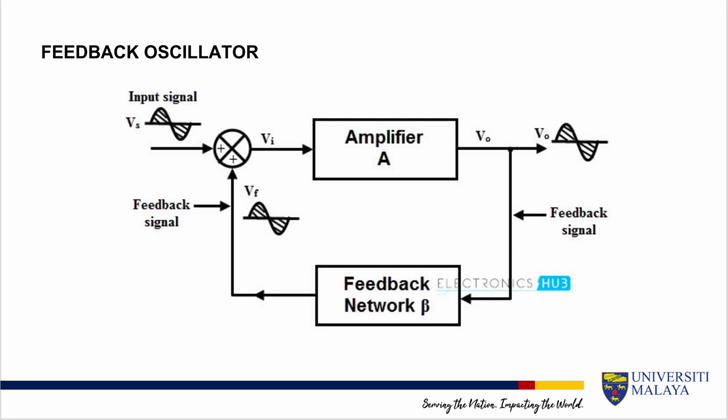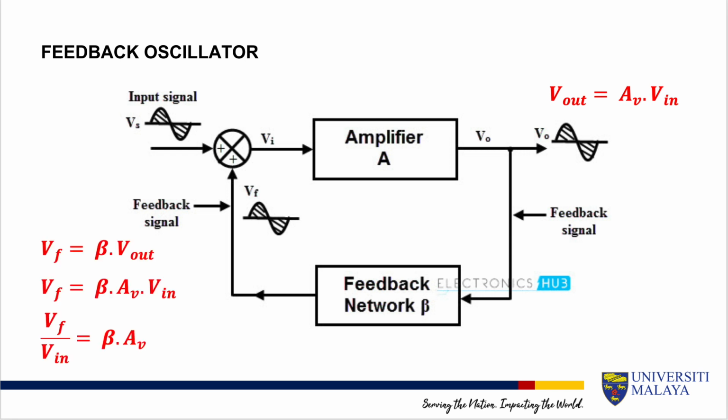The feedback network in this illustration is indicated by beta, and the amplifier increases the voltage of the circuit. So let's say this represents the output voltage. The output voltage of the amplifier is equal to the voltage gain times the input voltage V in, and the feedback network is an attenuation network. It reduces the voltage going from the output back into the input. So beta is the attenuation factor.